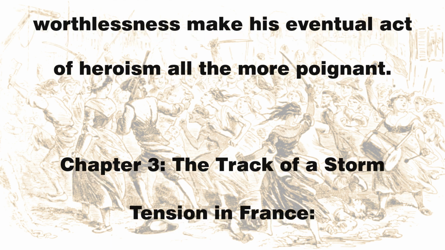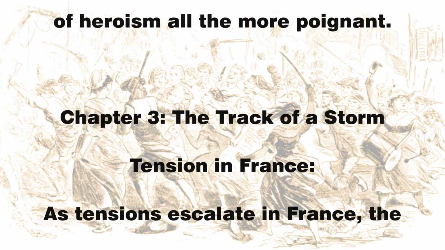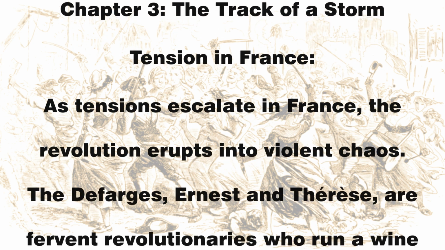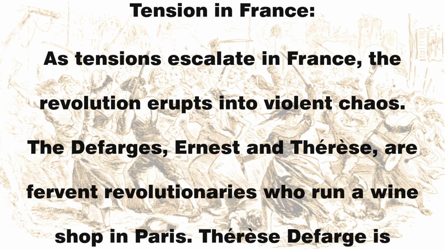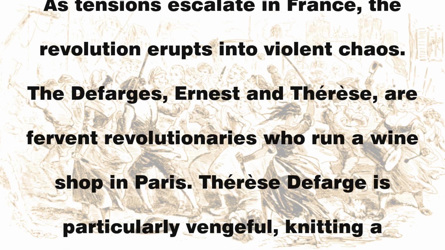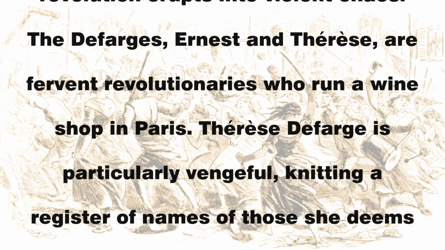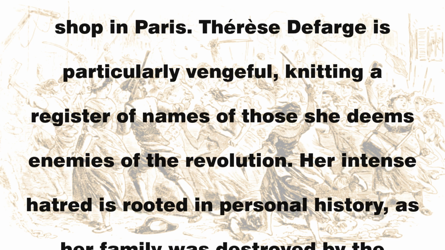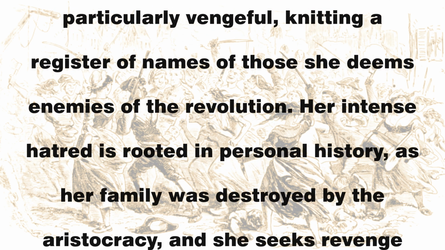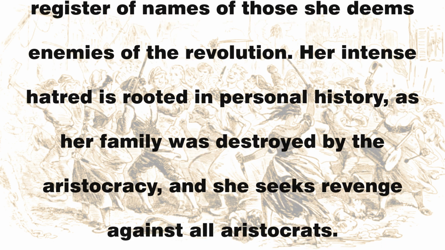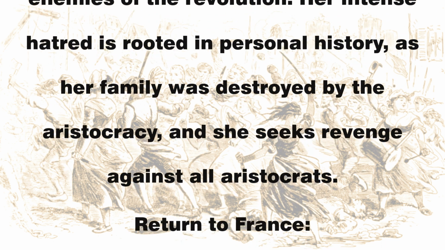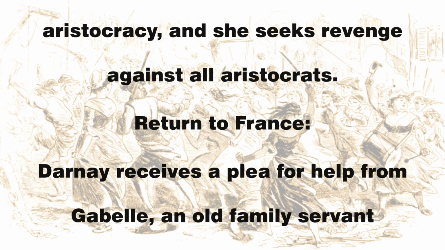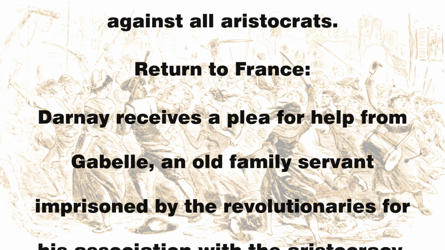Chapter 3, The Track of a Storm. Tension in France. As tensions escalate in France, the revolution erupts into violent chaos. The Defarges, Ernest and Therese, are fervent revolutionaries who run a wine shop in Paris. Therese Defarge is particularly vengeful, knitting a register of names of those she deems enemies of the revolution. Her intense hatred is rooted in personal history, as her family was destroyed by the aristocracy, and she seeks revenge against all aristocrats.